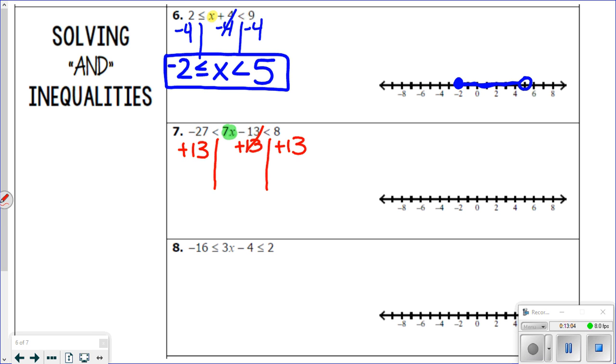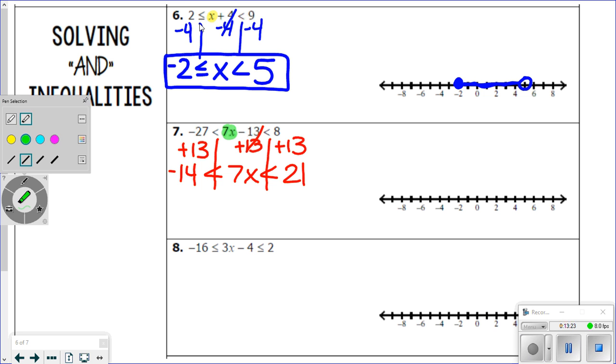-27 plus 13, we get -14. Bring down my symbol, 7x, symbol, and 8 plus 13. We get 21.